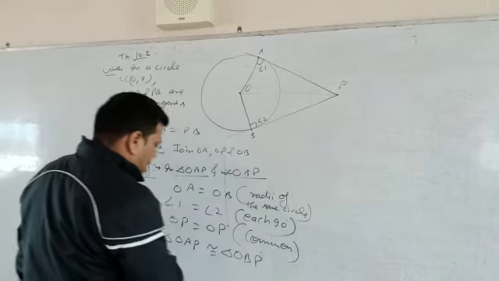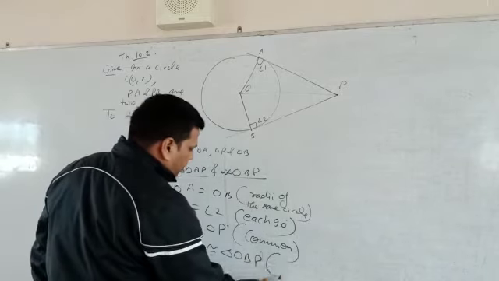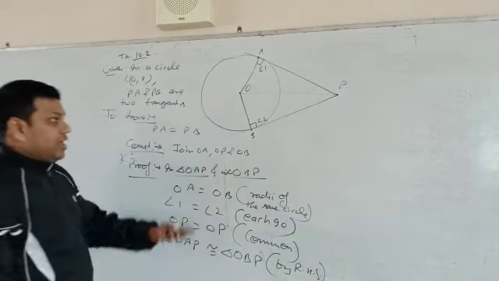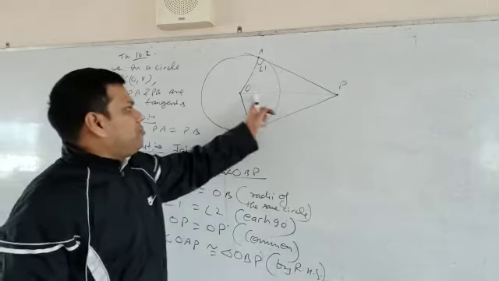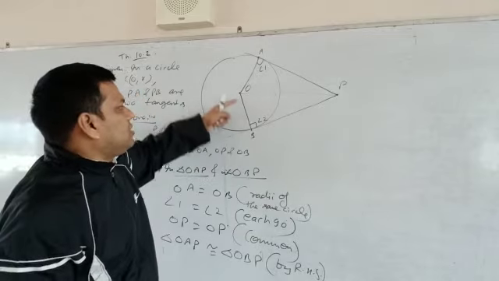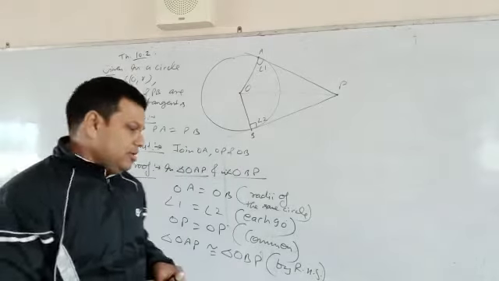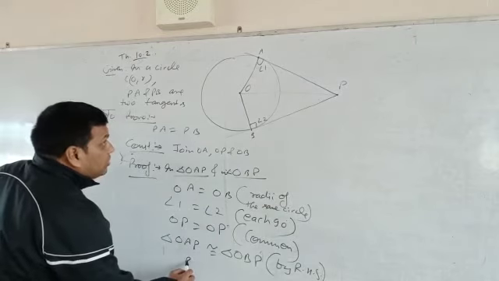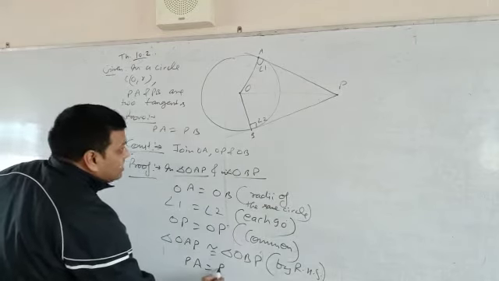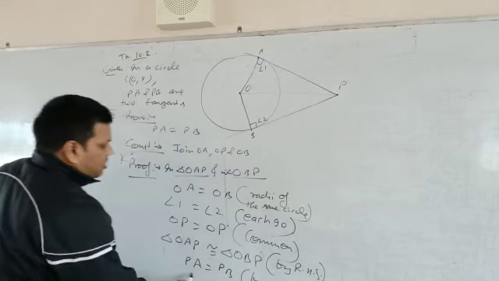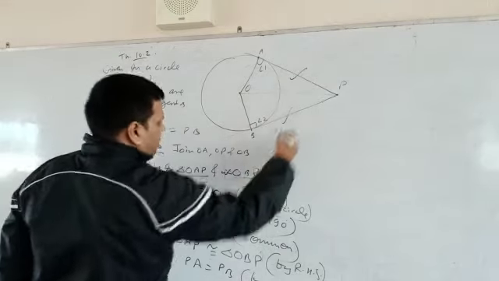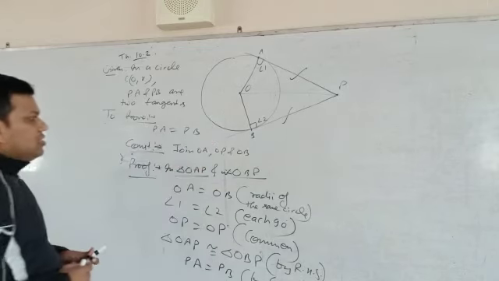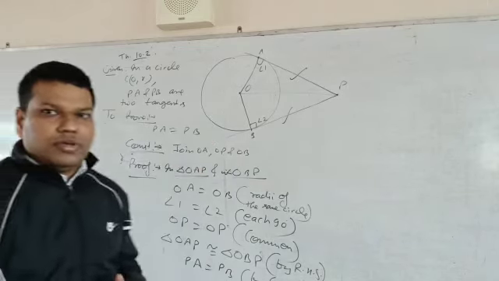And these two triangles are congruent by RHS: you see that there is a right angle, there is a hypotenuse that is common, and there is a side, that is called RHS. So we can say they are congruent. So by CPCT we can say that PA is equal to PB. Thus we have this type of theorem, guys.